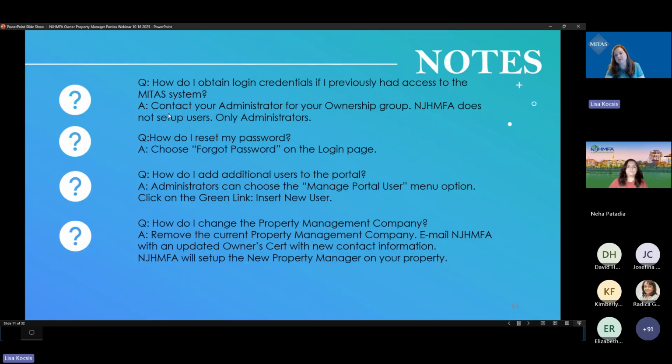How do I obtain login credentials if I previously had access? You have to always contact your administrator, whether you're in an owner group or you're in a property manager group. We always go back to your administrator to get access to the portal. The New Jersey staff only sets up an administrative account, one per ownership group, one per property management company.